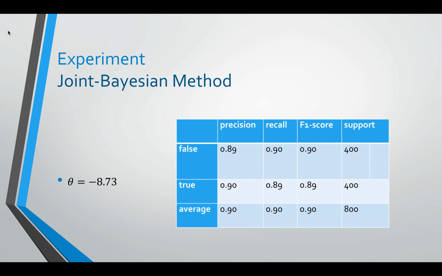Then for joint Bayesian, still 800 pairs are used for classification, and we set the threshold as theta equals minus 8.73. In each trial, two face images were input. If the outcome is bigger than the threshold, then the two faces are considered as from the same individual, otherwise from different individuals. This table illustrates the outcomes of 100 independent trials.